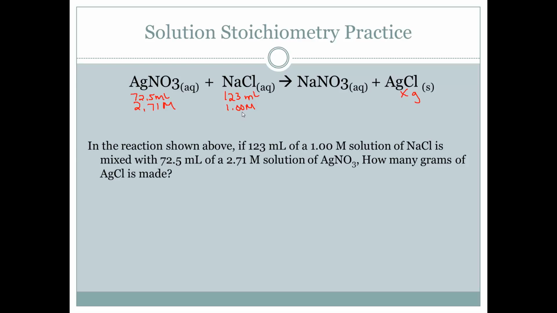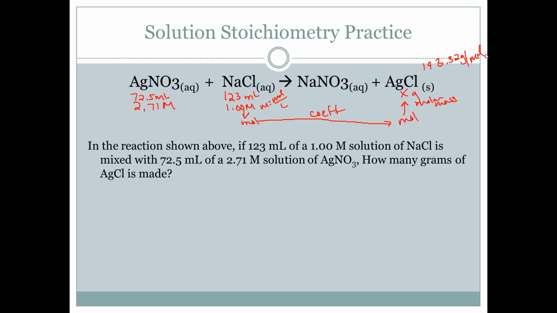We need to get from molarity to moles, and we use the equation. Then we get from moles of NaCl to moles of AgCl. We do that with the coefficients. And then moles of AgCl up to grams using the molar mass. The molar mass of AgCl, by looking at the periodic table, is 143.32 grams per mole.